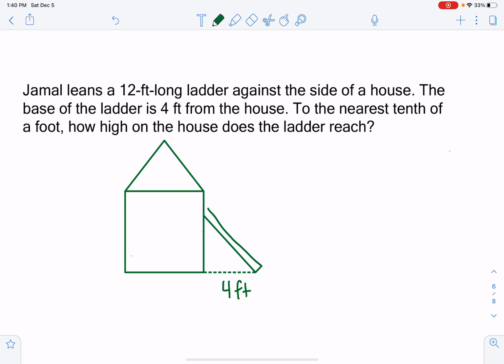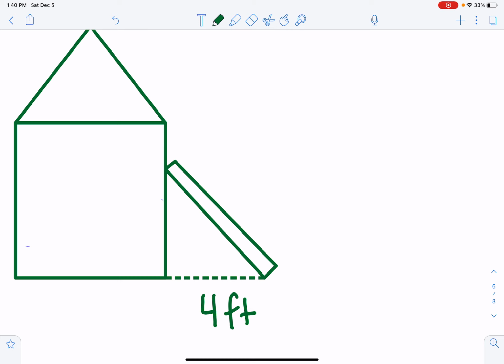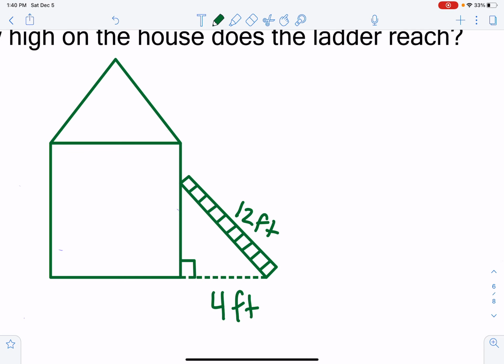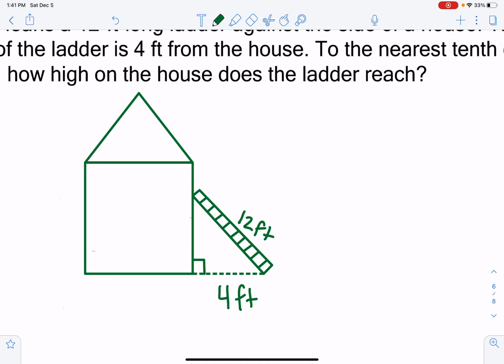So I'm going to draw the ladder. I got to make this pretty for you guys. There we go, all the rungs of the ladder. And that ladder is 12 feet. So we made a little assumption here. We assume that our house makes a right angle with the ground. Hopefully your house does. I'm not going to lie, I looked at my house and it was a little bit off just because the construction wasn't perfect. But the idea is that a house should be perpendicular with the ground.